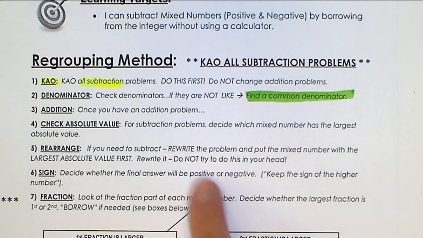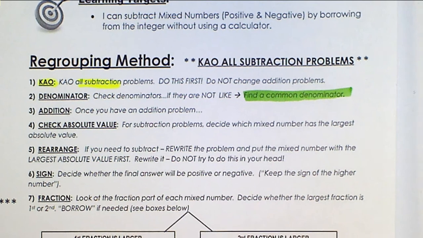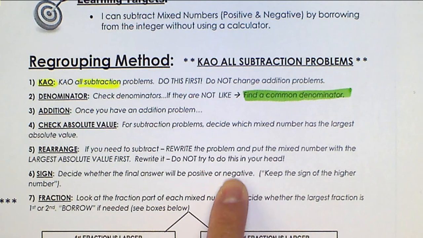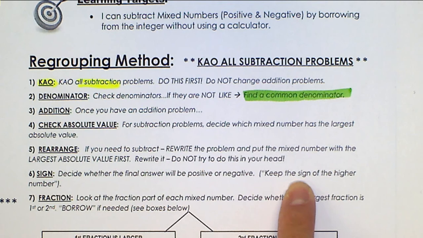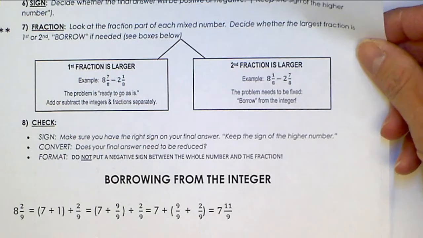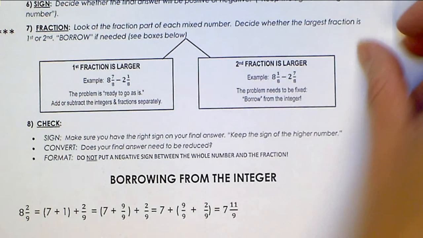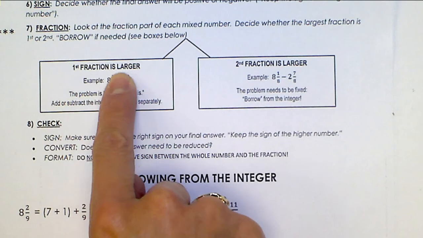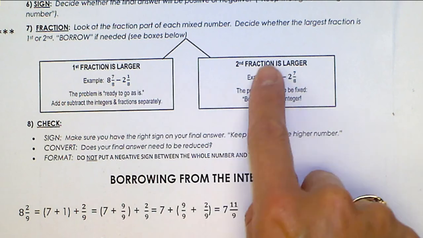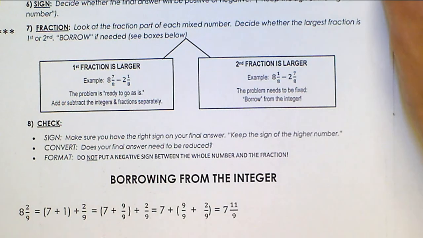Please do not try to do this in your head. Then we're going to decide whether our final answer will be positive or negative. So again, part of our song is keep the sign of the higher number, then you'll be exact. But the main thing that I want to talk about right now is the difference when the first fraction is larger or when the second one is, because this will determine whether we're going to borrow or not.